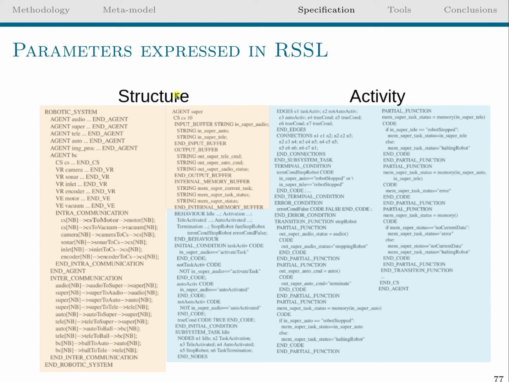This is an example of the definition of parameters for one of the systems that we have developed. It defines the structure. Here we define the agents, and here we define the subsystems for a given agent, the ball collector. Here we define the communication means within subsystems within the agent BC, and here we define the intercommunication channels. Here we define the types and buffers for another agent, and here on the right-hand side we define the activity of one of the agents.